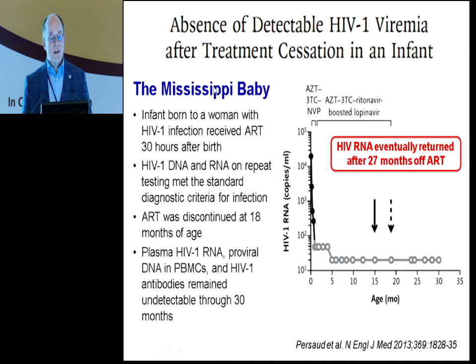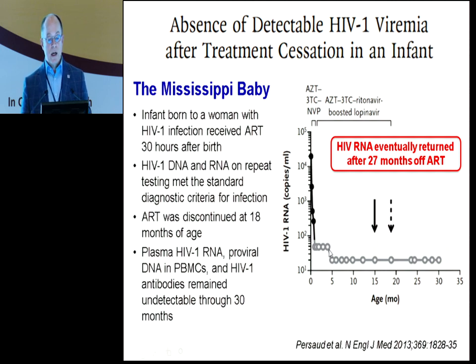You'll also hear the term the Mississippi baby, and this is a baby who was initially thought to be cured as well, and was thought to be possibly a proof of principle for very early initiation of therapy. So this was an infant born to a woman with HIV and received antiretroviral therapy 30 hours after birth. And the baby initially did have HIV DNA and RNA that met the diagnostic criteria for infection, but the mother was lost to follow-up, and she stopped providing the antiretroviral therapy at about 18 months, and they eventually did follow up, and the baby had no detectable HIV RNA off of antiretroviral therapy.